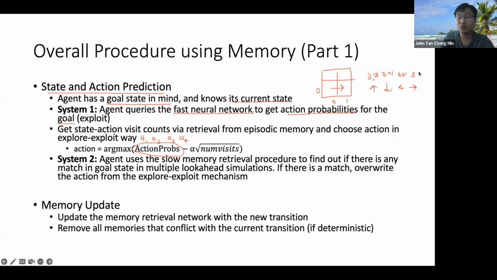This is trained using supervised learning. How it's trained, I'll show you in the next slide. So basically this goal-directed mechanism will give you the action probabilities. Given a starting state 0, 0, you want to head to the state 1, 0. Actually, it's 1, 0 because it's the x-axis. You want to head to the state 1, 0.